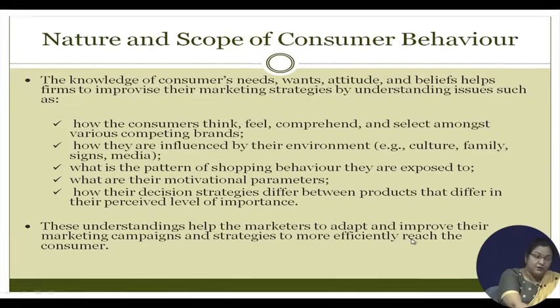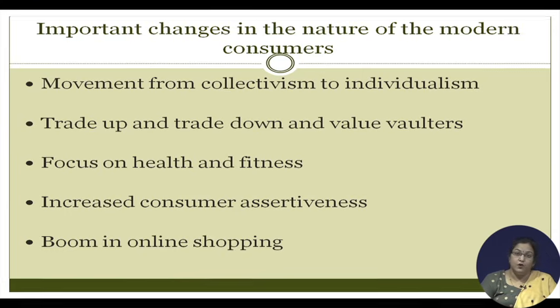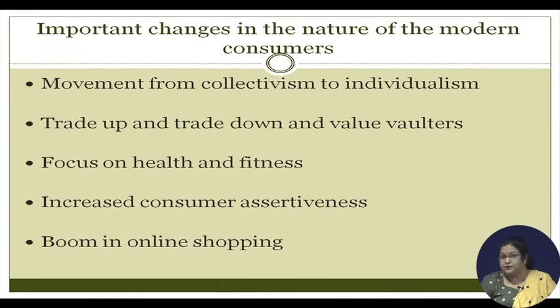So, therefore, these understandings help the marketers to adapt to the market, whatever is happening in the environment, customers' needs, and accordingly they can improve their marketing campaigns and strategies to more efficiently reach the customers. Now, we talk about what are the important changes in the nature of modern customers which are being undergone. First one is the movement from collectivism to individualism. The first sign is precisely that the joint family systems are breaking.